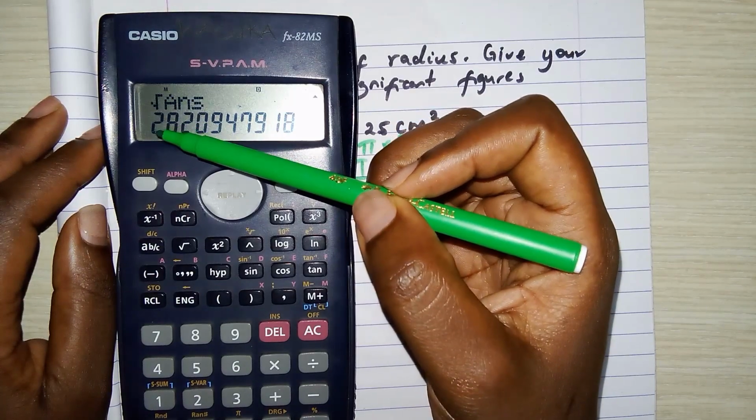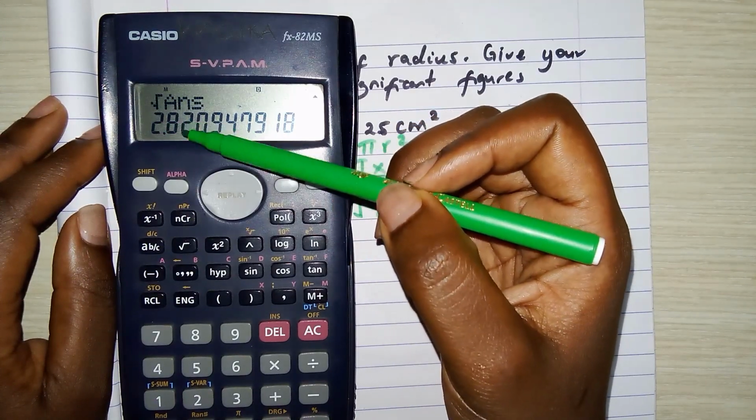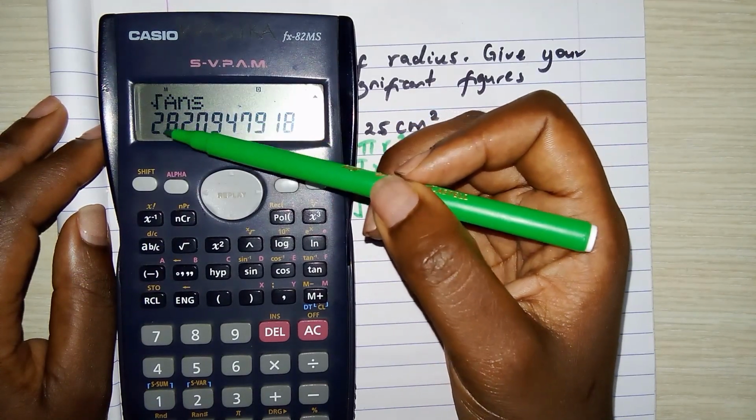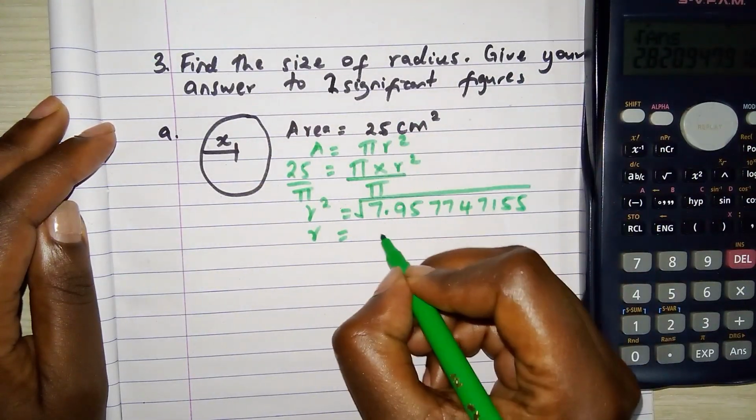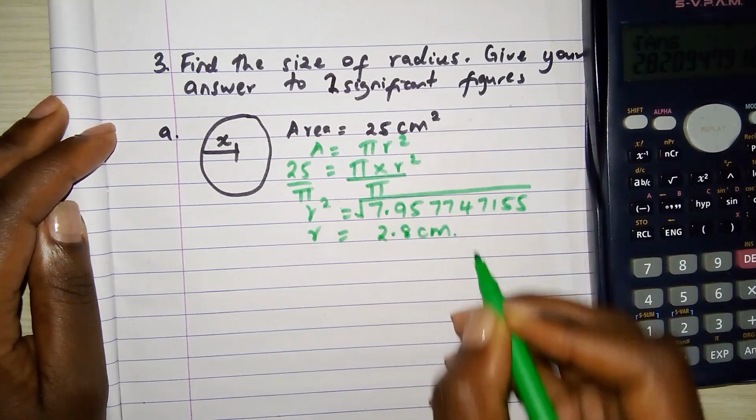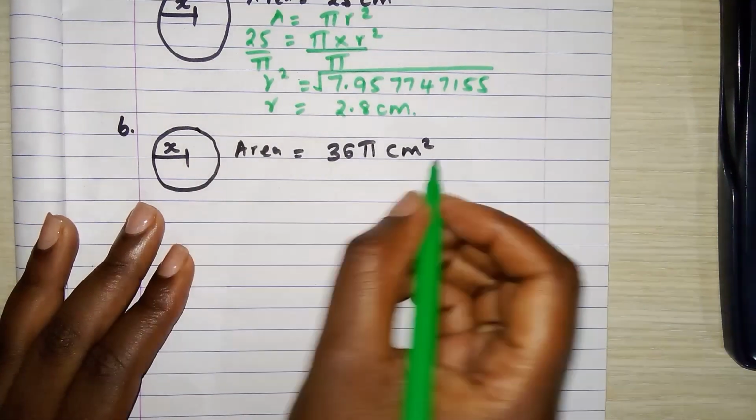So two significant figures will be 2, 8. The next number is less than 5, so it will remain as 2.8. So the radius will be 2.8 centimeter.